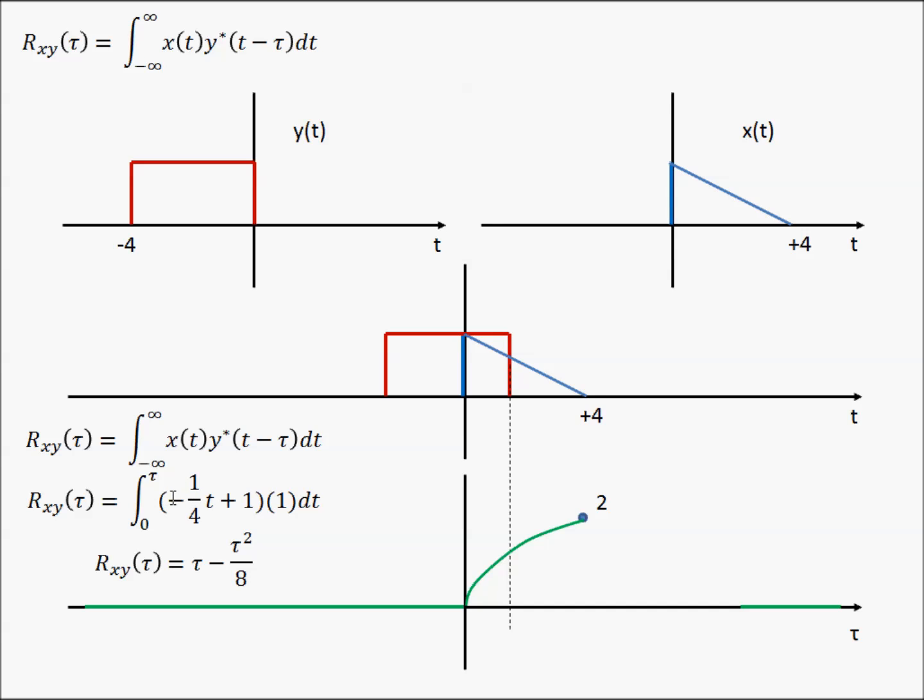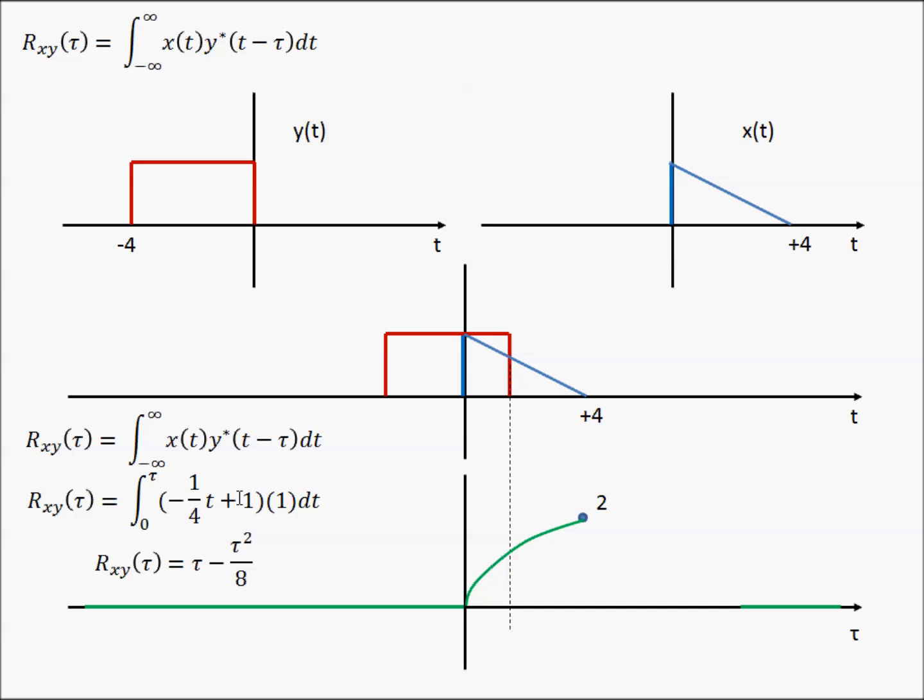This is the equation of our line. So y equals mx plus b. The slope is -1/4. The intercept is 1. This is the equation of our line. This is our shifted y of t. It's equal to 1. So unity value of 1.